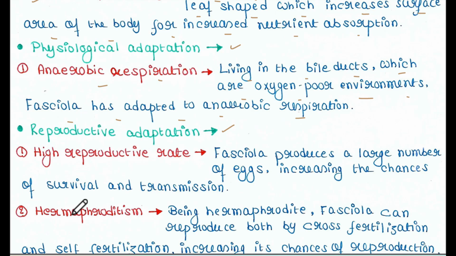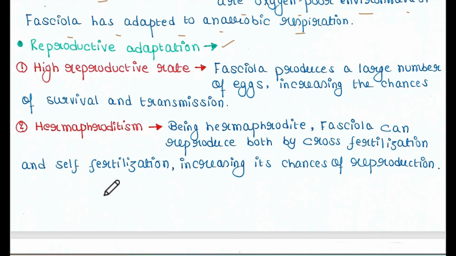Next is reproductive adaptation. High reproductive rate. Fasciola produces a large number of eggs, increasing the chances of survival and transmission. Since they release eggs in the environment through feces, many of them get destroyed. Hence, they produce a high amount of eggs so that at least a few of them get the chance to survive.